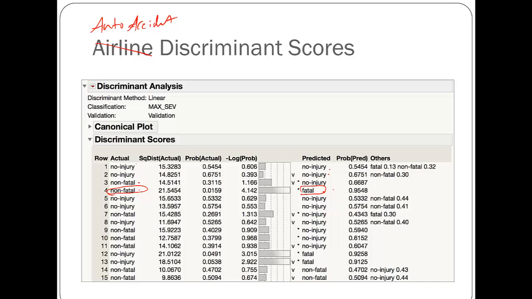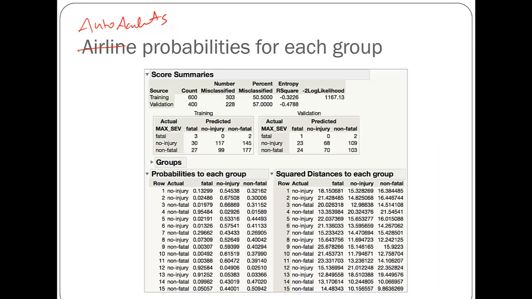We have the probability of fatality is going to be 0.95. And we can see even more detail here when we look at the probabilities for each of the groups. These, of course, are again taken from the squared distances. So whichever one has the smallest squared distance, that's going to be the one with the highest probability. And so you can get even more information there.